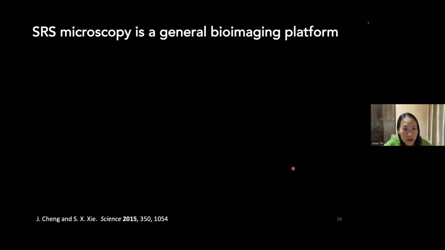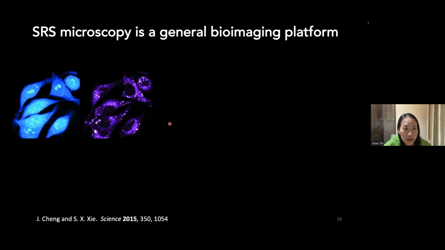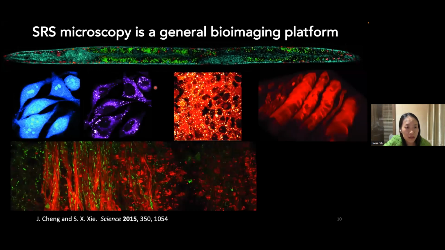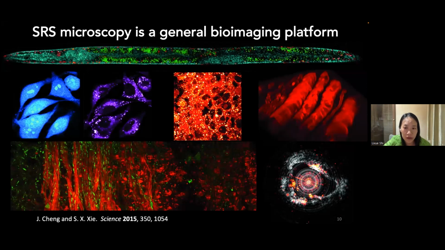But the invention of the SRS microscope largely addresses the limitation of Raman techniques on biocompatibility, and hence provides a general bioimaging platform for studying biological systems. As shown here, since its invention, SRS imaging has been applied to provide chemical maps of live mammalian cells, whole organisms such as C. elegans, and tissue sections, and it is also applicable for non-invasive diagnosis.